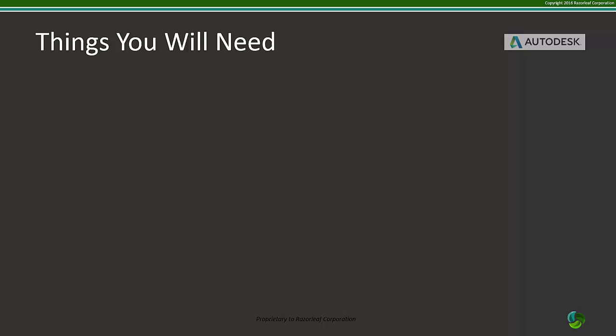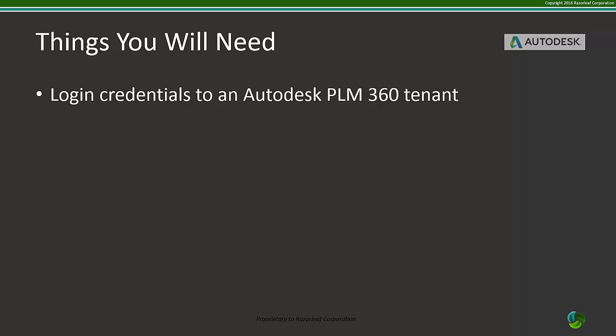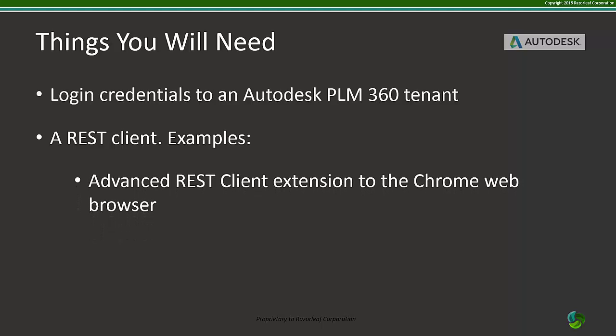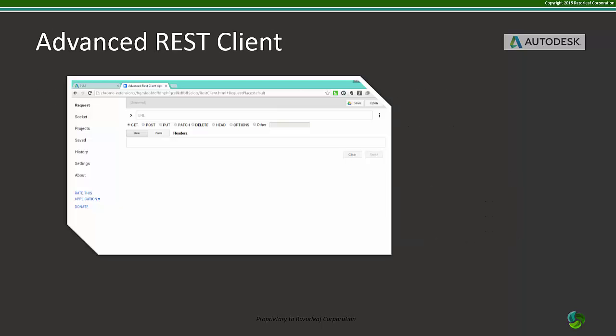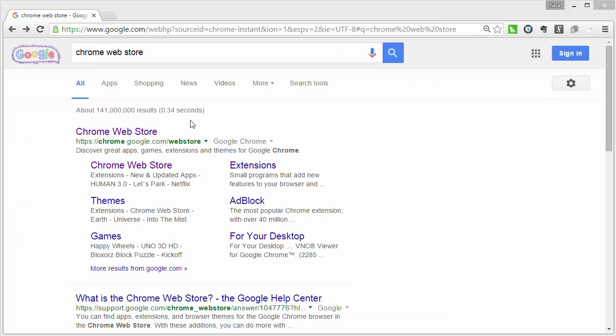Things you will need: login credentials to an Autodesk PLM 360 tenant, and a REST client. Some examples are the Advanced REST Client extension to the Chrome web browser, or the CURL command line tool. We have found the Advanced REST Client to be an easy-to-use application. The REST API can be encoded in either XML or JSON. The following examples use XML.